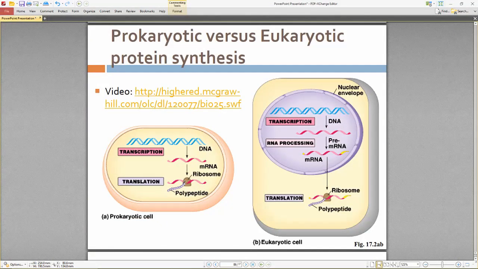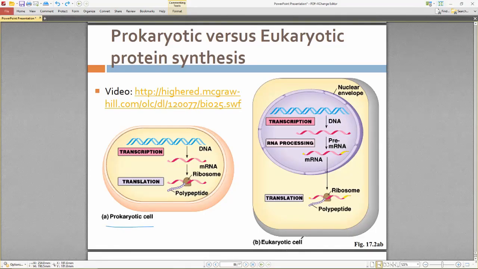Prokaryotic versus eukaryotic protein synthesis. We've covered up to DNA replication and transcription so far, but we're going to have to cover translation in the next lesson. But this gives you a quick overview of what you might expect. In prokaryotic cells, we've learned that transcription happens in the same cytoplasm as translation. So it's much simpler. No RNA processing happens, and this diagram is there to show you DNA to mRNA to ribosomes, and then a polypeptide comes out.